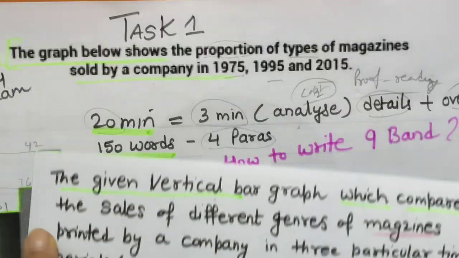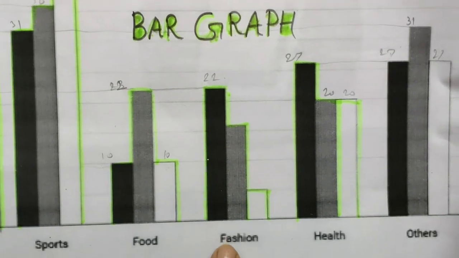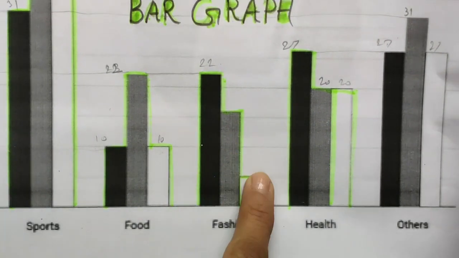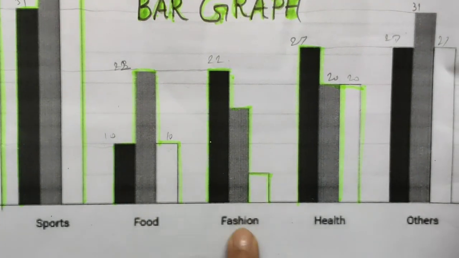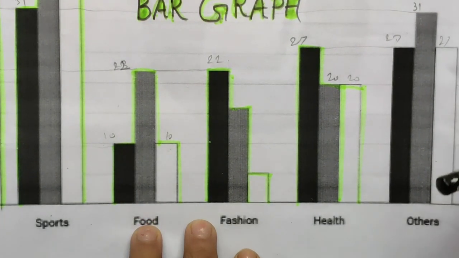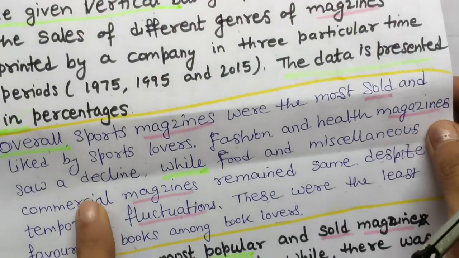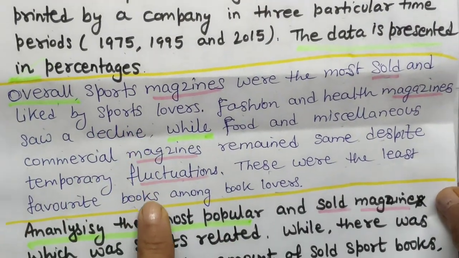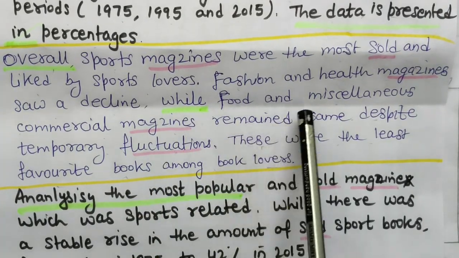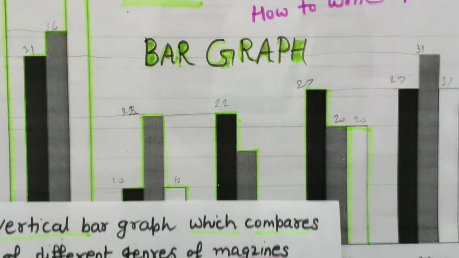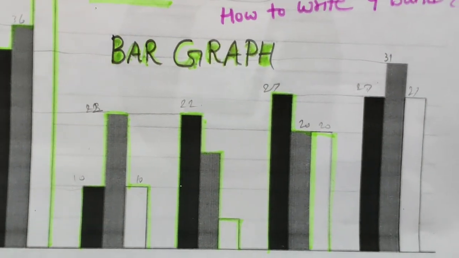See this. We are talking about fashion and health magazines. They saw a decline, and food and fashion magazines were the least preferred, and health magazines we have talked about. Sports were the most sold and liked by sports lovers. And miscellaneous means others; I have written it for miscellaneous.